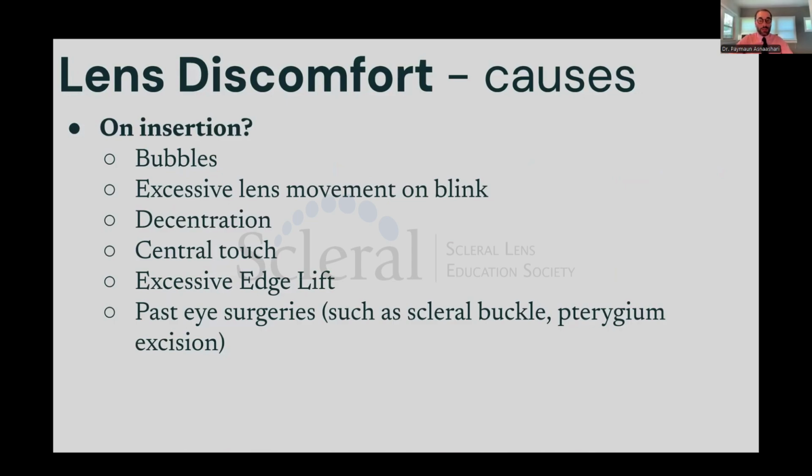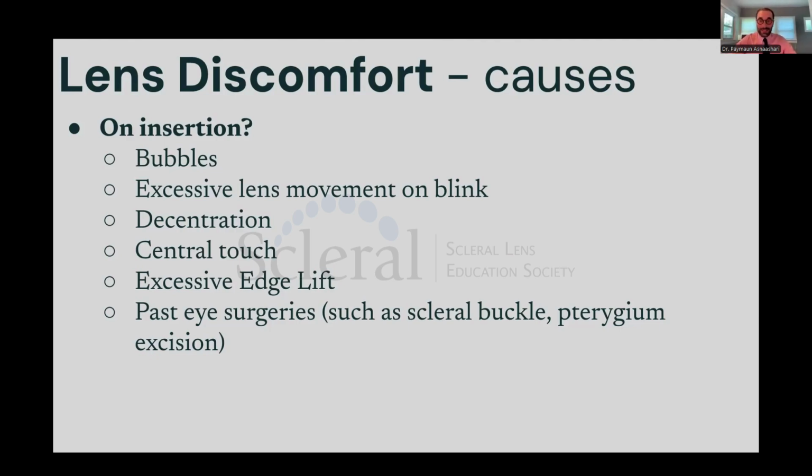So here are some causes for discomfort on insertion. It could be due to bubbles. Bubbles will make the lens unstable. It may not fit well, and it might excessively move on the blink. So just make sure that you're not seeing any bubbles. Secondly, the lens could be moving a lot. I've had multiple patients where we put this lens on and it's moving as much as a soft lens or more, and that's not ideal in a scleral lens. So check for excessive lens movement. That could be a big reason why.